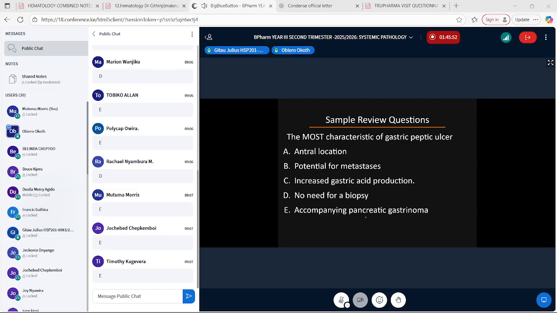B is my option. Yes, Guitar. B, potential for metastasis. You are choosing B. Priska has chosen C. Any other answer? This is a tricky one. I put it here intentionally so that when you read, you read the finer details.